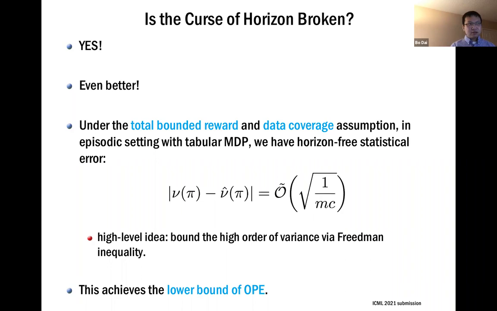Due to the space limit and also time limit, I won't go into the details of how to prove this result. But the idea is that eventually we reduce the problem to quantifying the high order variance of the Markov chain. Then we treat the whole procedure as a martingale, and we use the Freedman inequality to bound the variance term. We also show that this indeed achieves the lower bound of OPE. Basically, this is saying that theoretically, with this kind of method, you don't need to worry about the exponential increase with the horizon. And we also show that this algorithm is optimal in terms of the sample complexity.